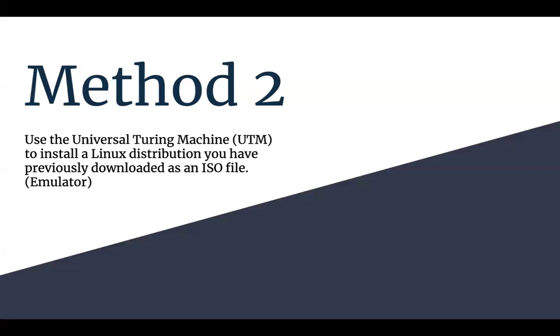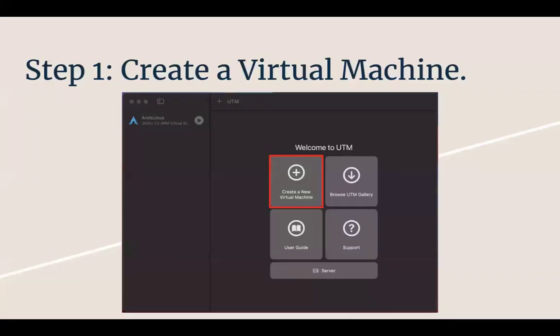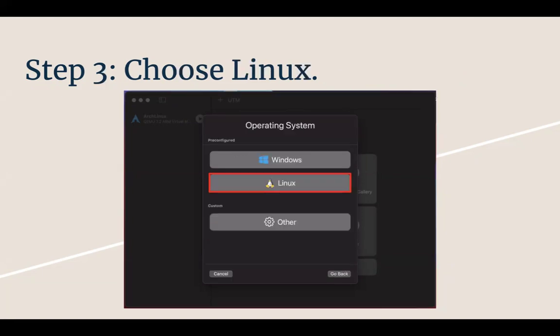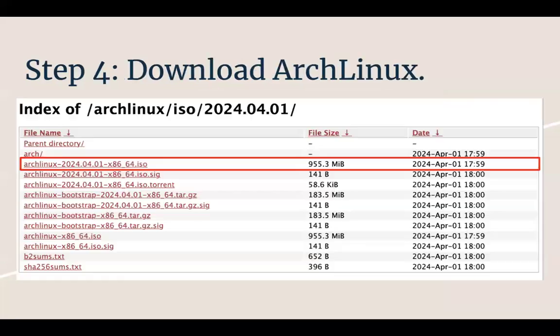So next, we're going to move on to method 2, in which we use a universal Turing machine to install a Linux distribution that you previously downloaded as an ISO file. This is also called emulating. So you're going to open your UTM and then create a virtual machine. After that, instead of choosing virtualize, you're going to choose emulate. Once you've done this, make sure you choose Linux for the options. You're going to go on the internet and find an Arch Linux file that is labeled as an ISO.